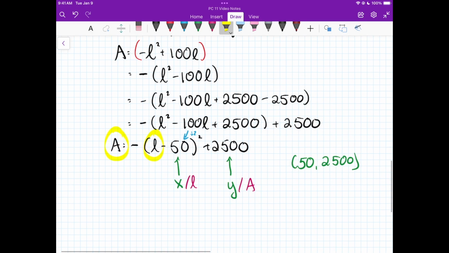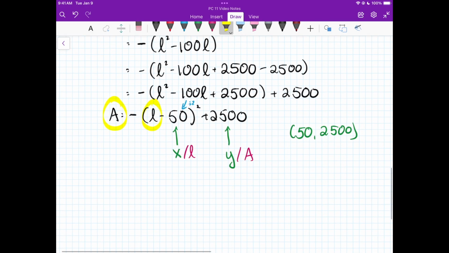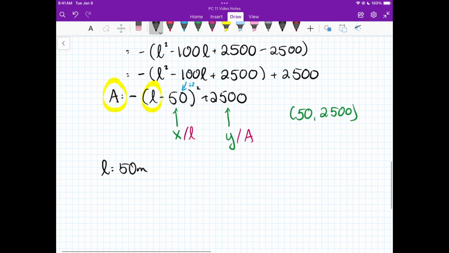And so our 50 isn't an x value, it's a length value. That's the length that's going to get us the best possible area. And that y, well, it's actually the area. It's 2,500 meters squared. It's not the width. That's a common mistake. Don't get those confused.